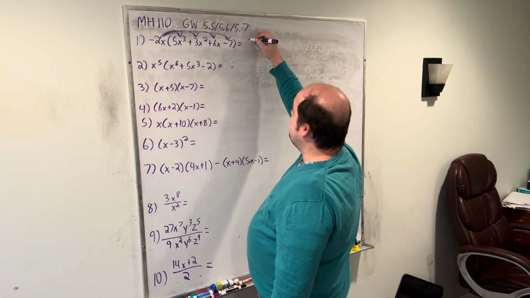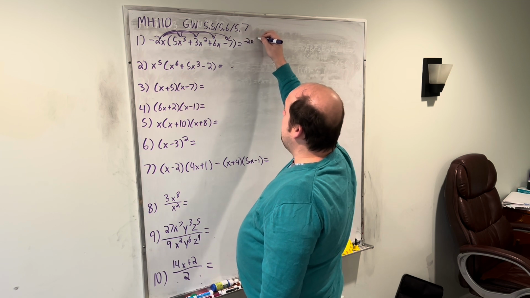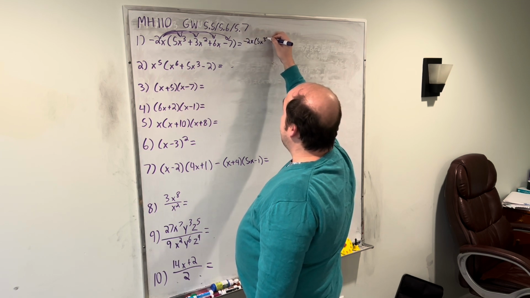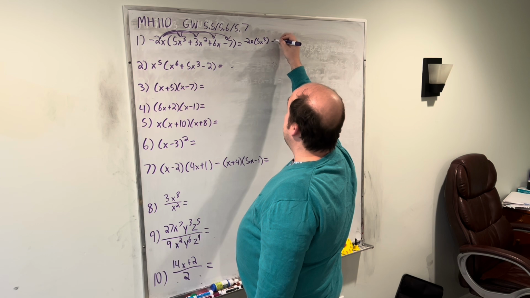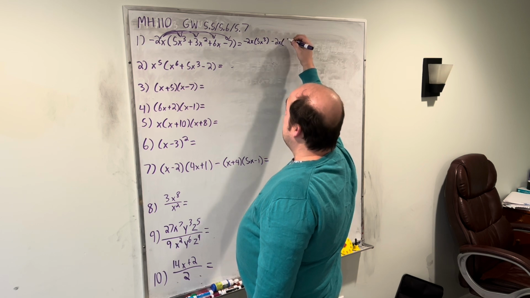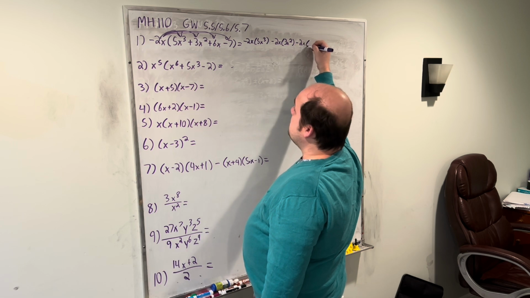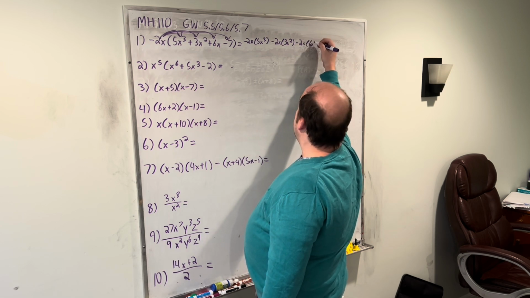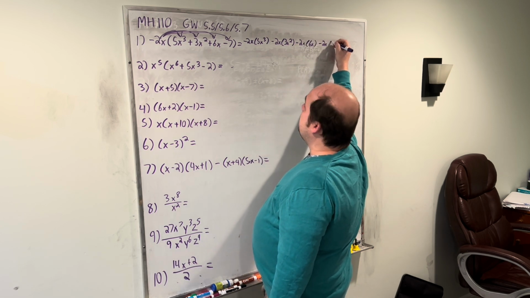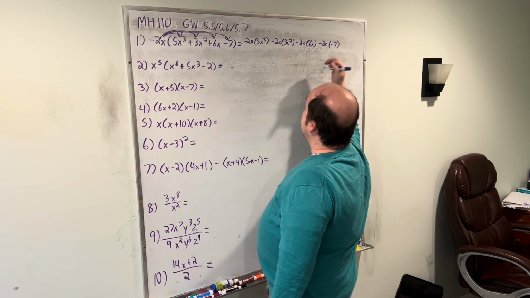I'm going to write them out explicitly over here. So I'm taking negative 2x times 5x to the third. Then I'm taking negative 2x times 3x squared. Then I'm taking negative 2x times 6x. And finally, I'm taking negative 2x times negative 7.